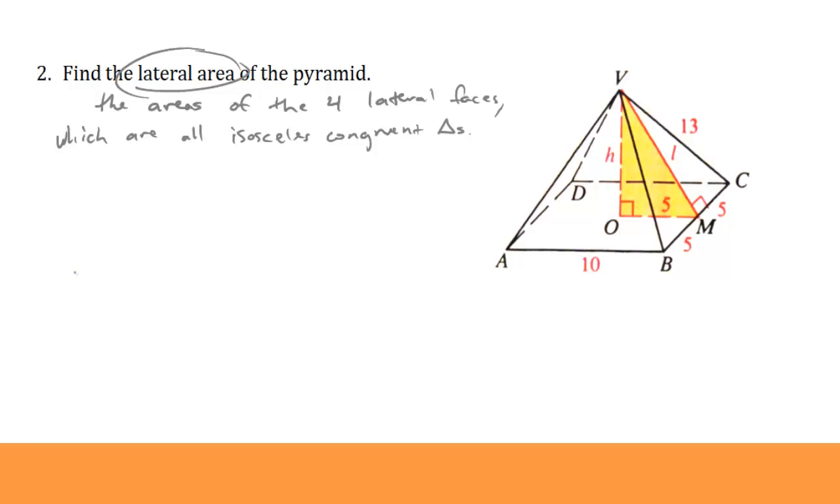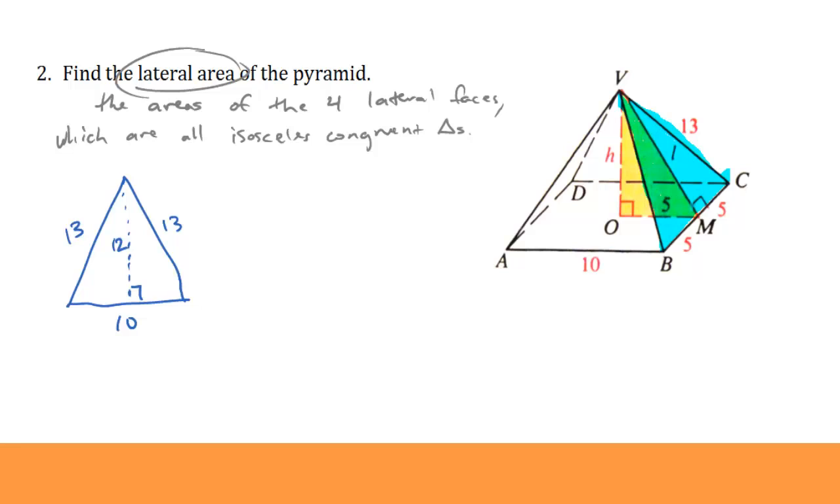Let me redraw it here. The lateral edges are 13. So the 2 equal sides of our isosceles triangle are 13. The base is 10, because that's the side of the square at the base. L is the height of this. We found L to be 12 earlier. So all I've done is just redrawn essentially one side of the pyramid, one lateral face, which is a nice isosceles triangle that we already know the altitude for.